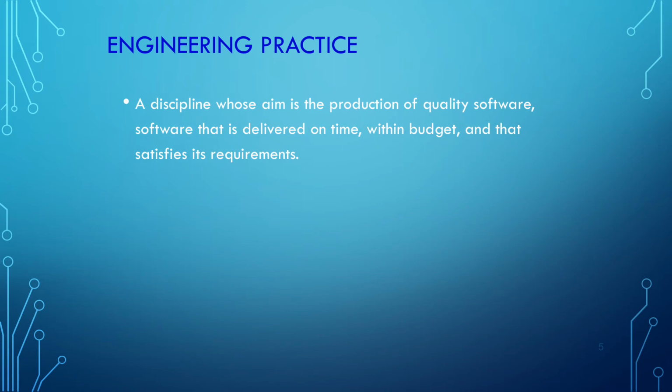And if it is delivered on time, it should be developed within the time limit, because if it exceeds the time limit, the budget is going to go higher. Why? The labor cost will increase, correct? Infrastructure will be needed, correct? Within budget, then only it will stay in the budget. So software engineering is a discipline whose aim is the production of quality software within time, on budget, on time.